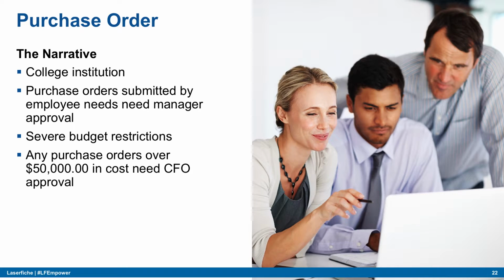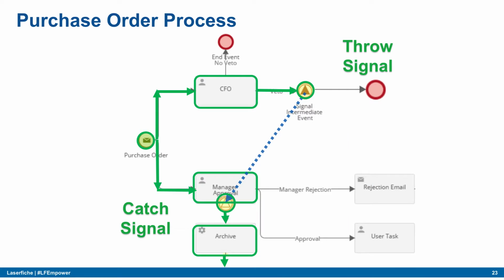And our example is a college institution. This college institution normally has this purchase order that they review, and they've come across some hard times. And so they need to have a special exception for any purchases over 50,000. And so they have to build this into their forms process. Let's take a look at what this looks like. If it's over 50,000, the CFO comes into play. And so this might be what our process looks like.